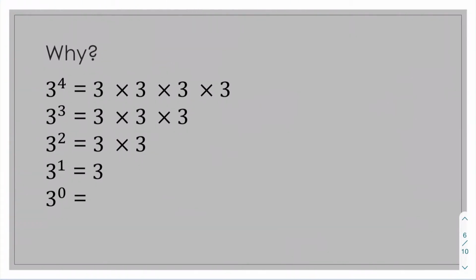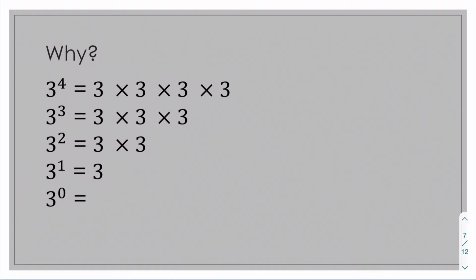Why is that though? Well, let's look at this diagram here. 3 to the 4th is 3 times 3 times 3 times 3, right? 3 to the 3rd is 3 times 3 times 3. 3 to the 2nd is 3 times 3. And 3 to the 1st is 3. So how do we get 1 for 3 to the power of 0? Do you see the pattern?